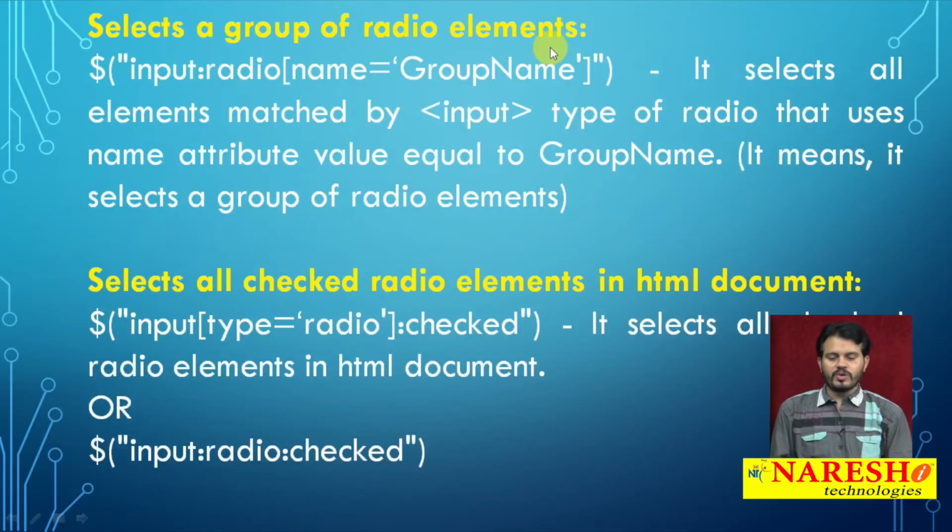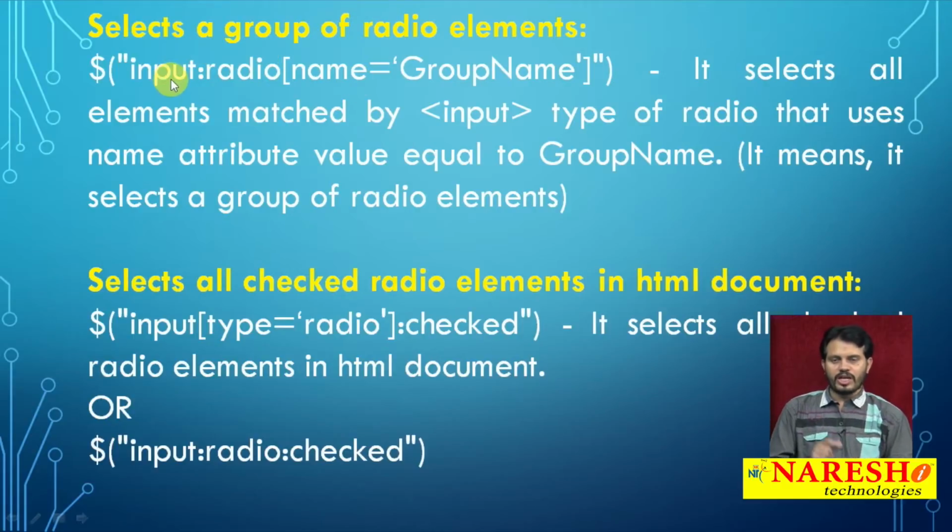Select a group of radio elements. Now we are not selecting all radio elements in the HTML document, only those radio elements which belong to a specific group. So we use dollar of input colon radio, name equals specified group name, because grouping of HTML elements can be defined by using the name attribute.